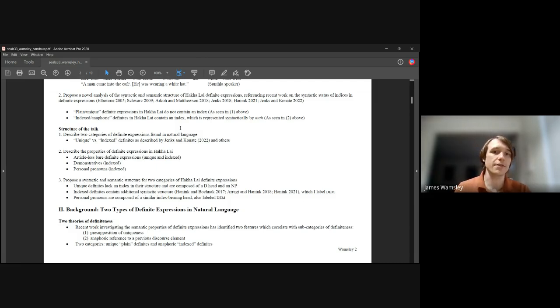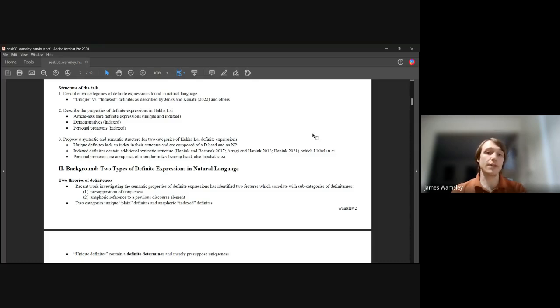So the structure of the talk going forward will be, first, I'll give some background on these two categories and some of the theoretical underpinnings of how these two categories were conceived of. Then I'll look at the data that I've gathered in Hakha Lai in collaboration with 4 fluent speakers, specifically looking at bare definite expressions, demonstratives, and personal pronouns.